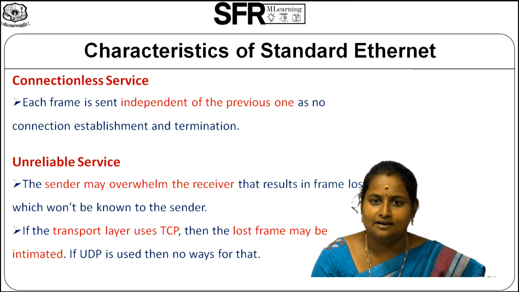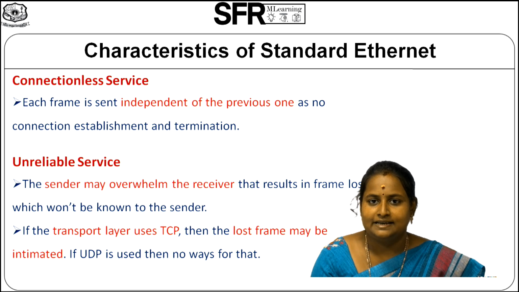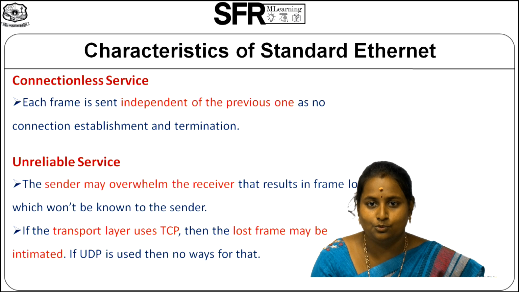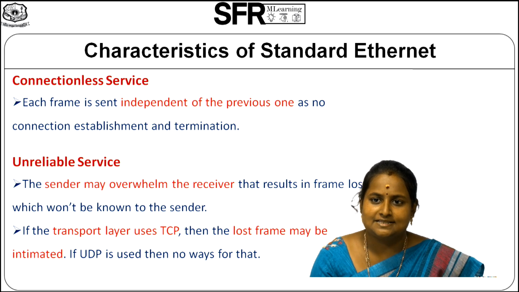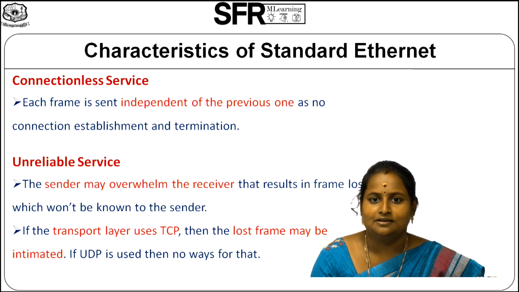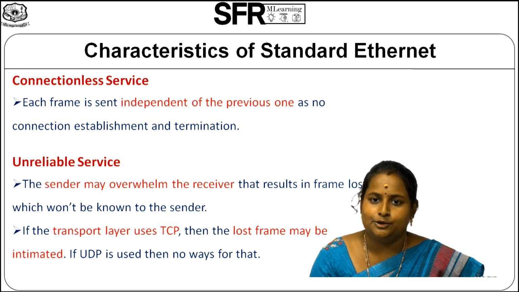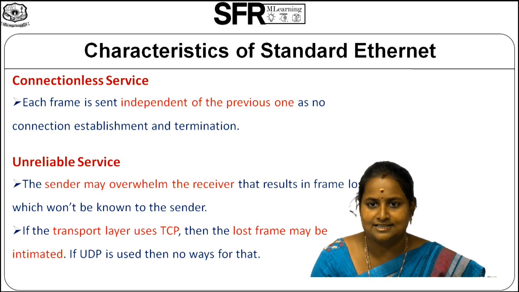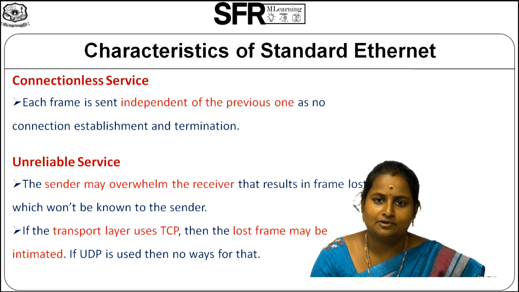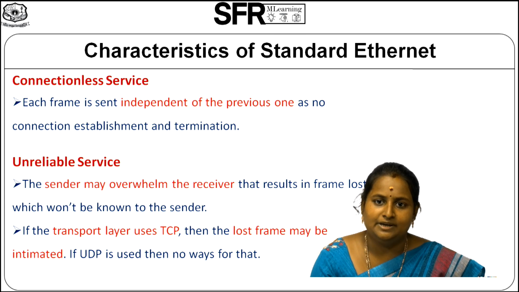Unreliable service means there is no guarantee for the proper and reliable delivery of the data. Here there is the possibility for the sender to overwhelm the receiver, which may result in frame loss, but that loss won't be known to the sender. If we want reliability in Standard Ethernet, we must use the TCP protocol in the transport layer. If the transport layer uses TCP, then the lost frame will be immediately intimated to the sender that the frame sent is lost. But if UDP is used, then there is no provision to report that to the sender.